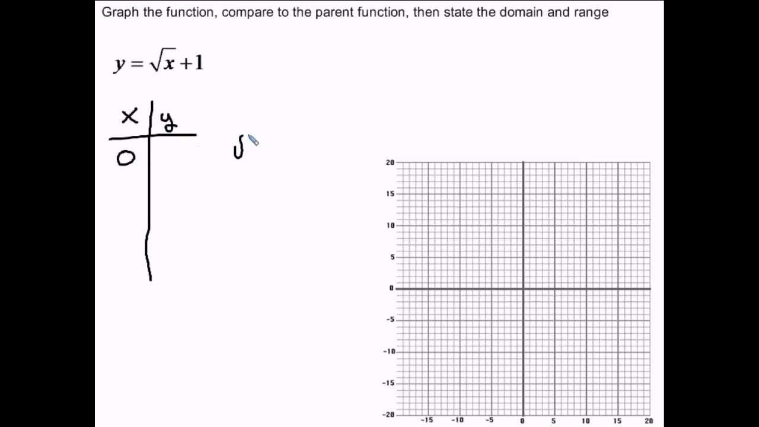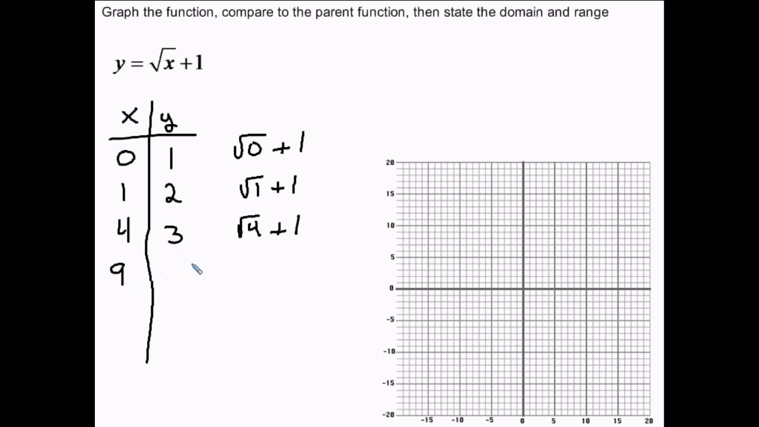Plug in 0 for x, and I get the square root of 0 plus 1. So that gives me a 1. If I plug in 1 for x, I get the square root of 1 plus 1. That gives me 2. 4, square root of 4 plus 1 gives me 3. 9. 16. If we look back at our originals, square root of 0 gave me 0, so we'd have 0, 1, 2, 3, 4. Now I have 1, 2, 3, 4, 5. All I've done is I've moved up one place, one number.